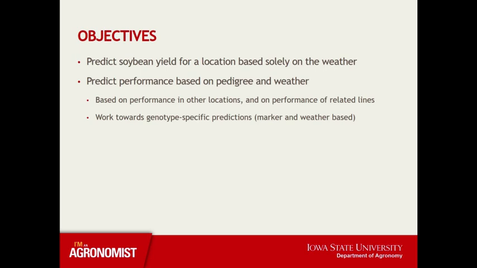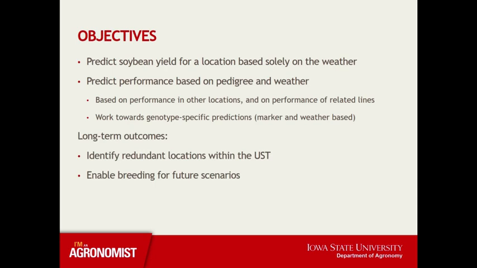These predictions are going to be based on performance in other locations, for either that line itself or for related lines, because we can develop BLUPs or something like that. And we want to work towards genotype-specific predictions, whether with markers or with pedigree. We want to increase the specificity of these predictions, which is an ongoing piece of work for us. And as long-term outcomes, we want to identify redundant locations within the uniform soybean tests.